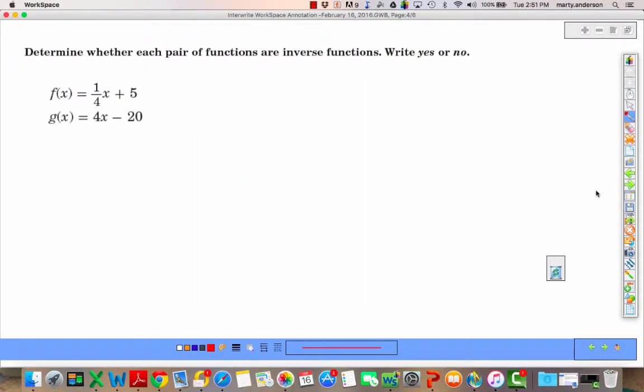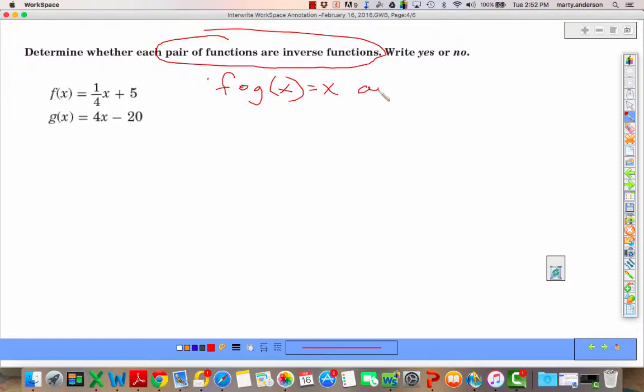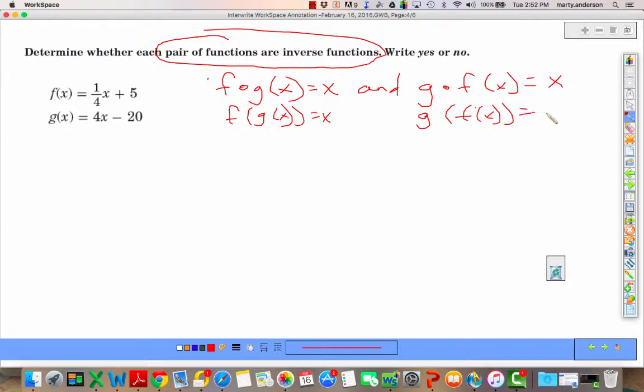Determine whether each pair of functions are inverse functions, yes or no. In order to determine whether the functions are inverse functions, here's what you do. If f and g are inverses, then f of g of x, remember FOG, will equal x, and g of f of x, GOF, will equal x. You need to show your work for this. So what we're looking for is f of g of x equals x, and g of f of x equals x. So we're going to plug these in.